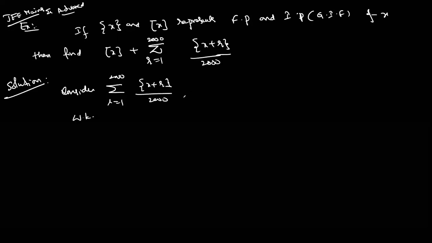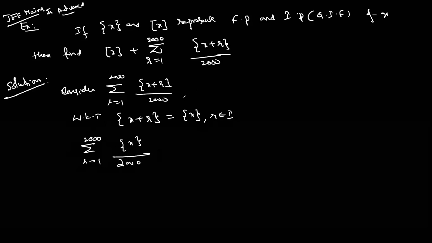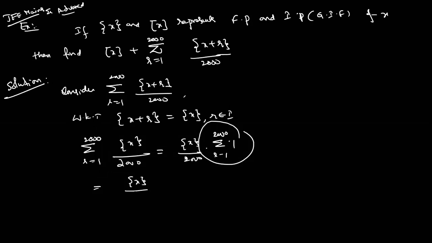We know that the fraction part of x plus r is how much, everyone? Only the fraction part of x, because r is an integer. So here also, what is the answer coming? Sigma r running from 1 to 2000, only the fraction part of x by 2000 is coming. So what is the meaning here? Fraction part of x by 2000 into sigma r running from 1 to 2000 of 1. What is the value of this one? That is the fraction part of x by 2000 into 1 plus 1 plus, repeated 2000 times. Both are cancelled.